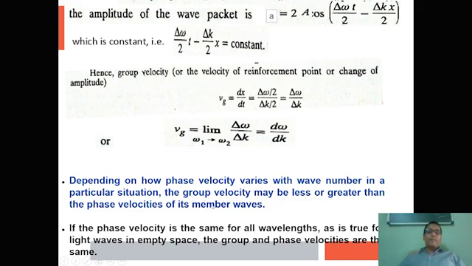Depending on how phase velocity varies with wave number in the particular situation, the group velocity may be less or greater than the phase velocity of its member waves. And if the phase velocity is the same for all wavelengths, as is true for light waves in empty space, the group and phase velocities are the same.